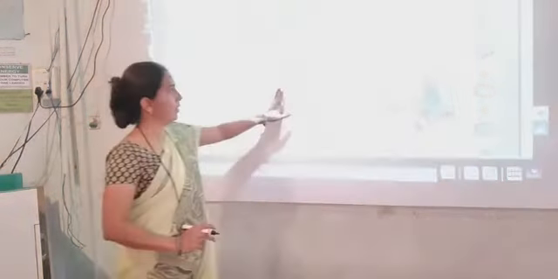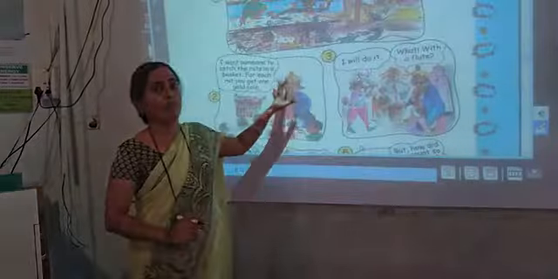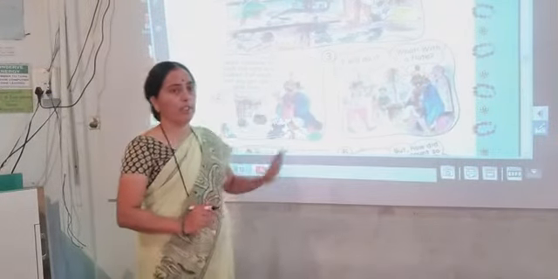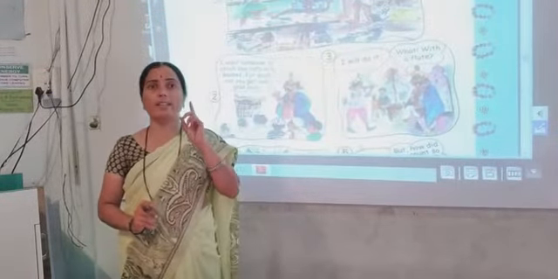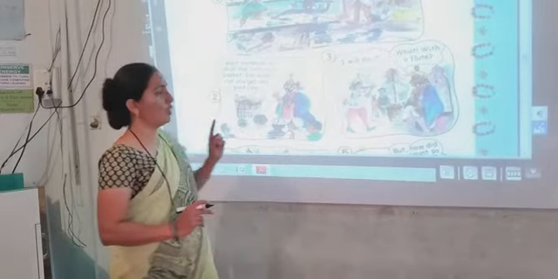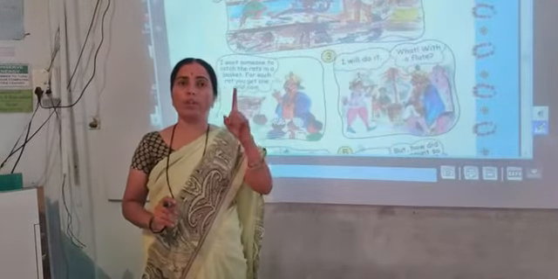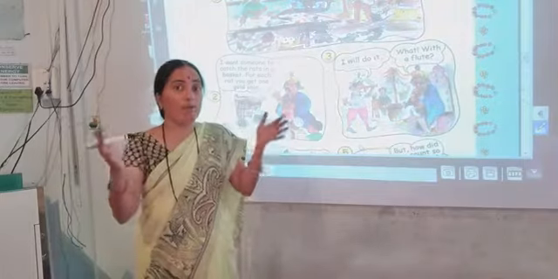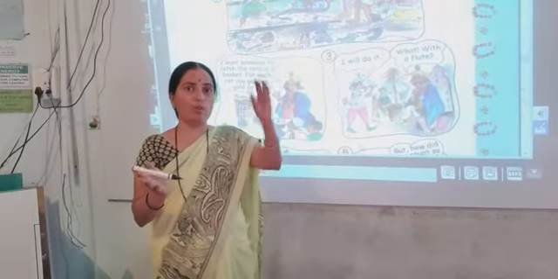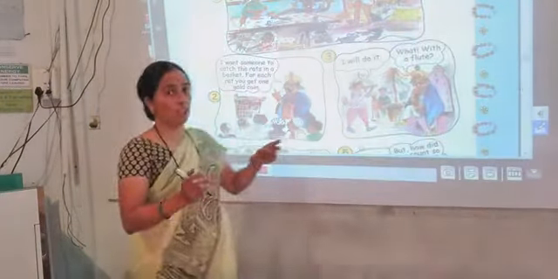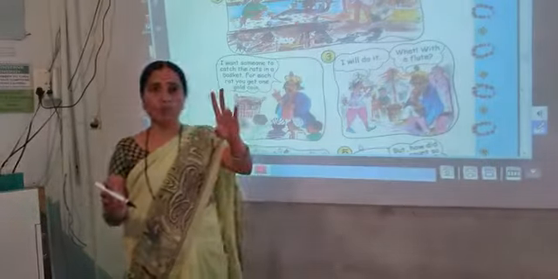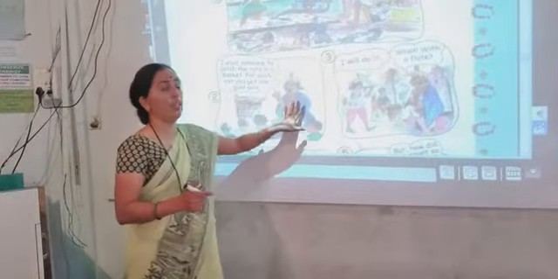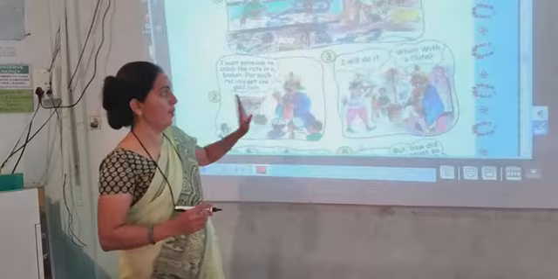Now this king is giving an offer to these people. If you catch the rats, for each rat I will give you one gold coin. If you catch 5 rats, I will give you 5 gold coins. If you catch 2 rats, I will give you 2 gold coins. In this way he is giving an offer to the people.